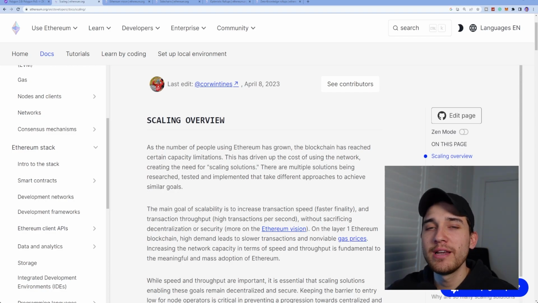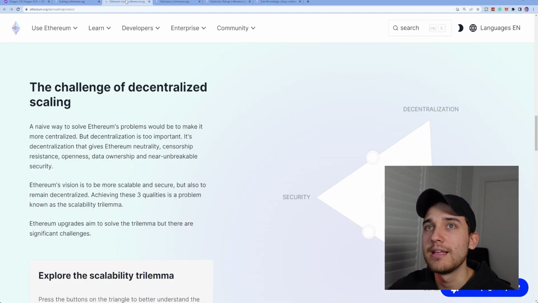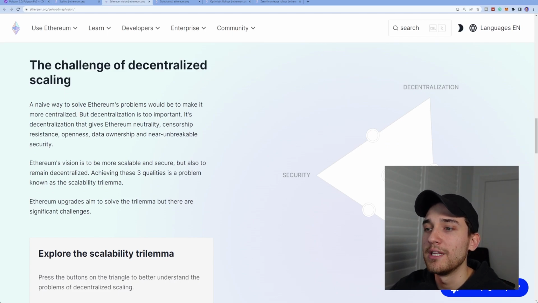Because why wouldn't Ethereum just increase the scalability if they could do it themselves? The thing is, when you increase the scalability, you often have to sacrifice some other aspect of the chain that you're creating. And this is outlined in Ethereum's vision document outlining their scalability trilemma.